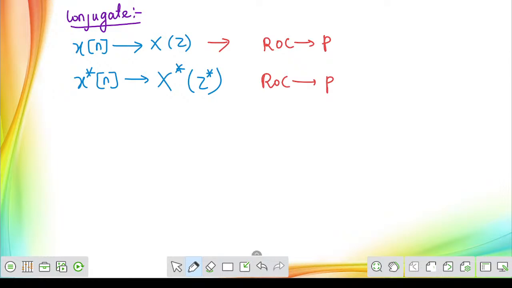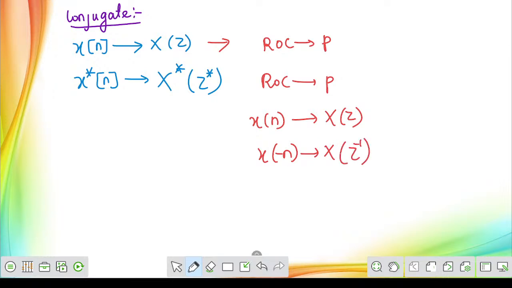Similarly, another important thing: previously I was discussing the time reversal property, so please go back to it. For the time reversal property, when I was discussing x of n, I was defining its Z transform as x of z. If we consider x of minus n, then its corresponding Z transform is going to be x of z power minus 1. If it is given that its ROC is P, then what will be the ROC for the second case? The second case ROC will become 1 by P.